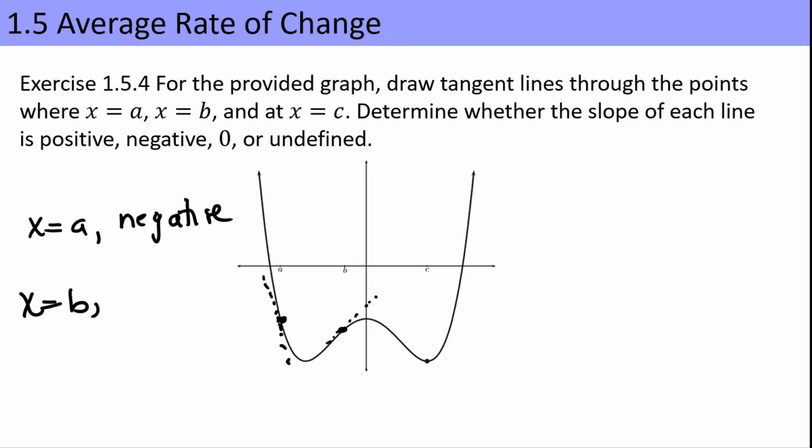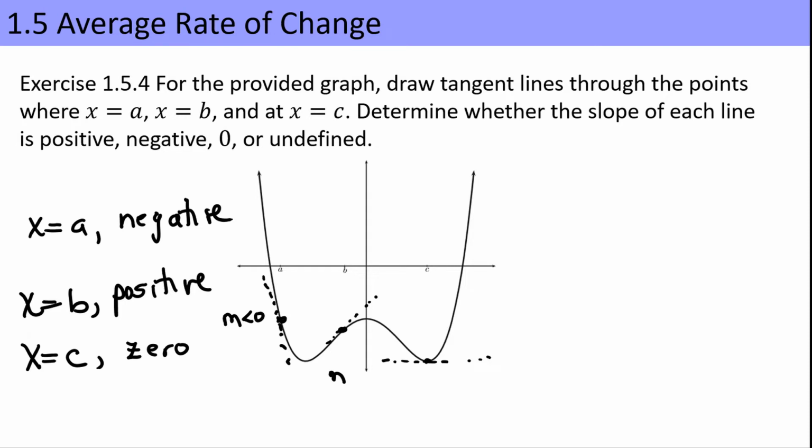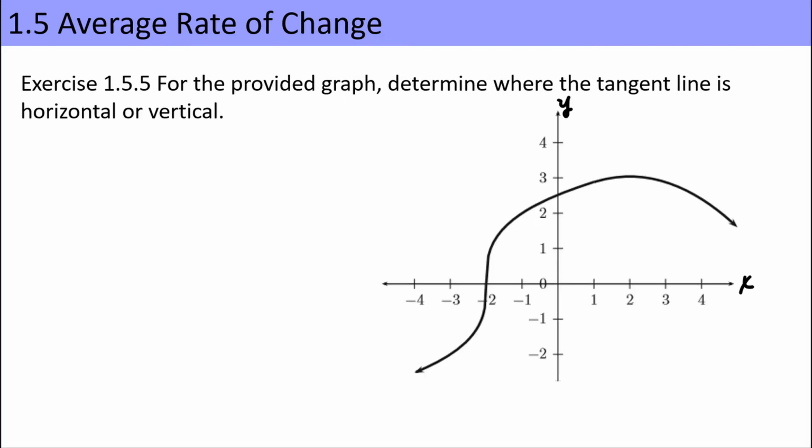So we will say that at x equals b, the tangent line is positive. And now let's look at the point x equals c. The c point marked on the graph is at a low point in the 4th quadrant. Drawing a tangent line, it appears to be horizontal, and a horizontal line has a slope of 0. So let's summarize. At A, the slope is negative. At B, the slope is positive, and at C, the slope equals 0.